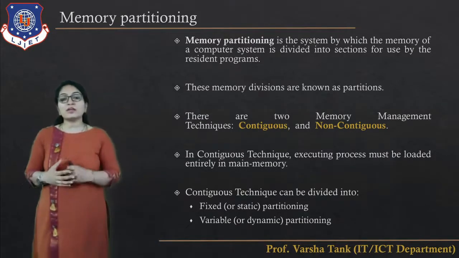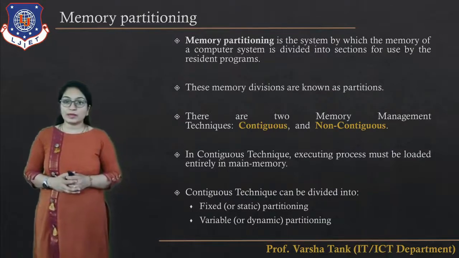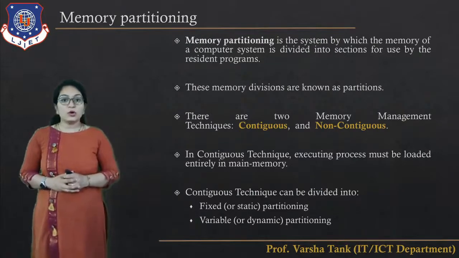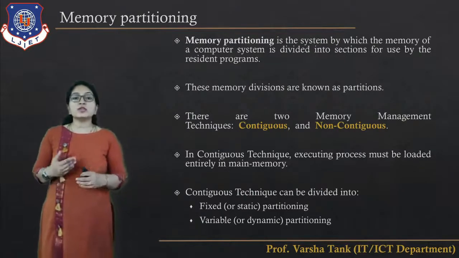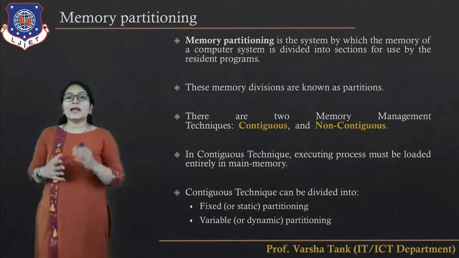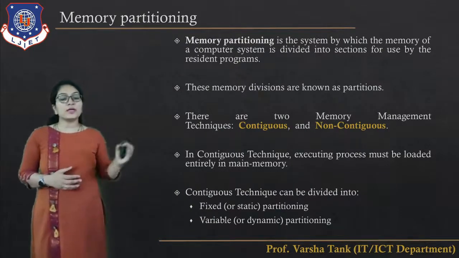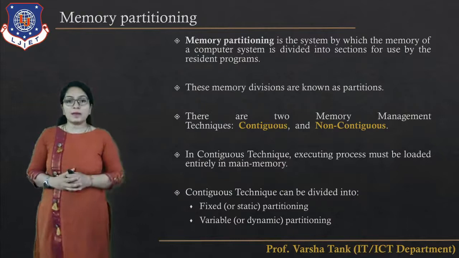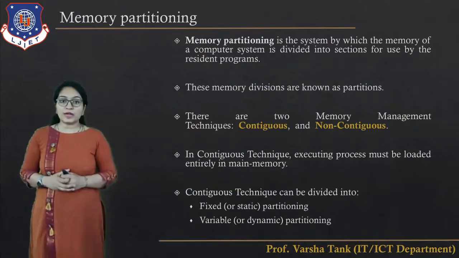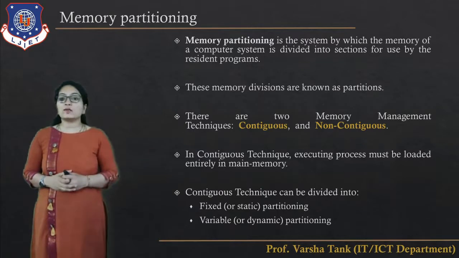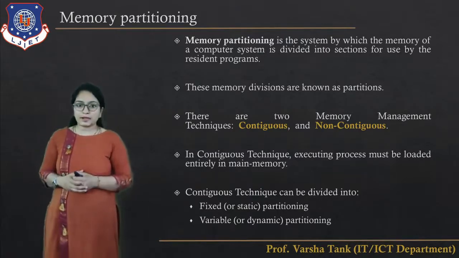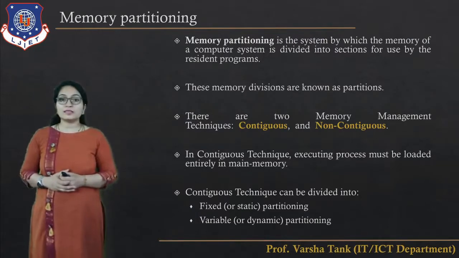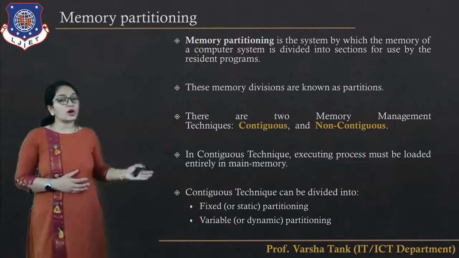Basically, there are two memory management techniques: contiguous memory allocation and non-contiguous memory allocation. In contiguous allocation, an executing process must be loaded entirely in the main memory. Contiguous memory allocation has different types: fixed allocation, or static partitioning, and variable or dynamic partitioning. So contiguous techniques can be divided into two parts, fixed and variable.